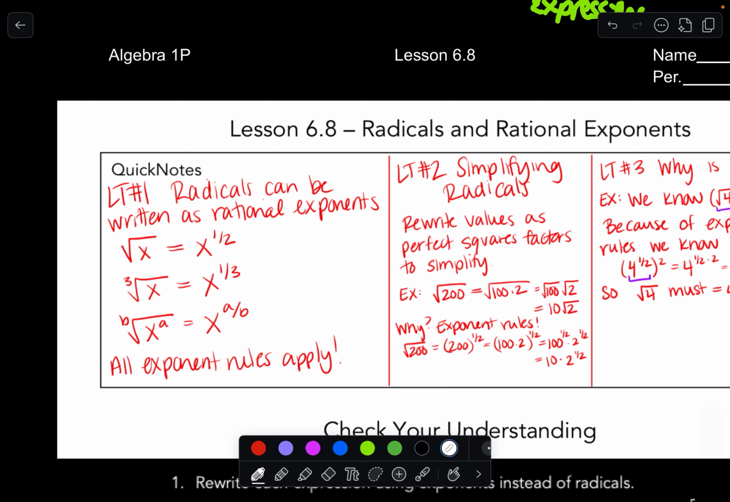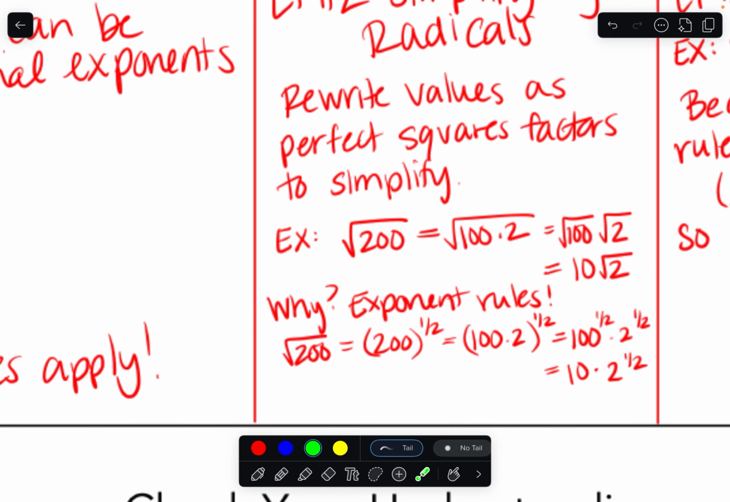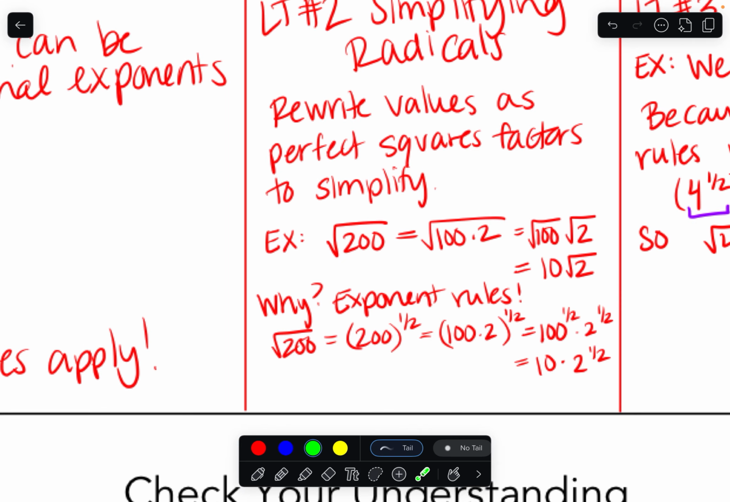The quick notes. Radicals can be written as rational exponents. Square root of x is the same thing as x to the 1/2. Cube root of x is x to the 1/3. And the bth root of x to the a, which is weird to say it that way, is x to the a over b. Okay? And then all the rules apply. So simplifying radicals, rewrite values as perfect square factors to simplify. That is, the square root of 200 is the square root of 100 times 2, which is the square root of 100 times the square root of 2, and the square root of 100 is 10. So that's how they got 10 square roots of 2.